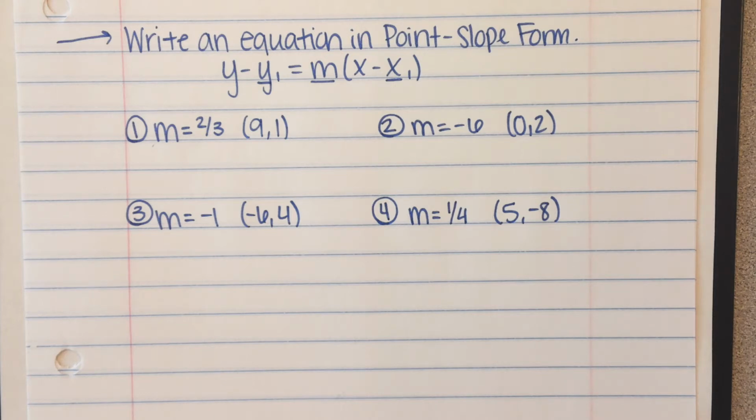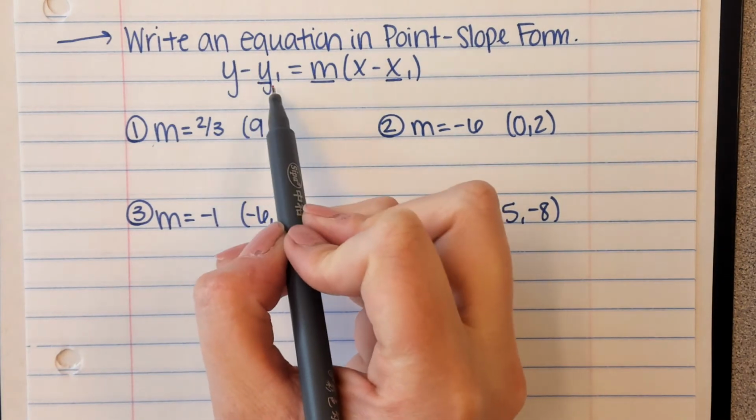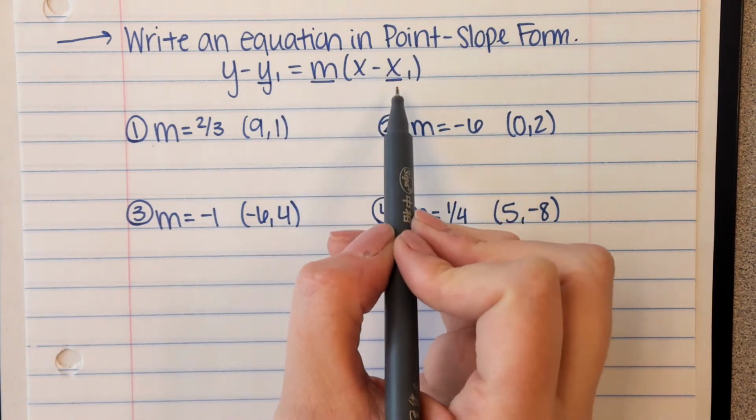The next type of problem we're going to look at requires us to write an equation in point-slope form. So this is a different form. We've looked at slope-intercept and standard. This is point-slope. So you have y minus y1 equals m times the quantity x minus x1.